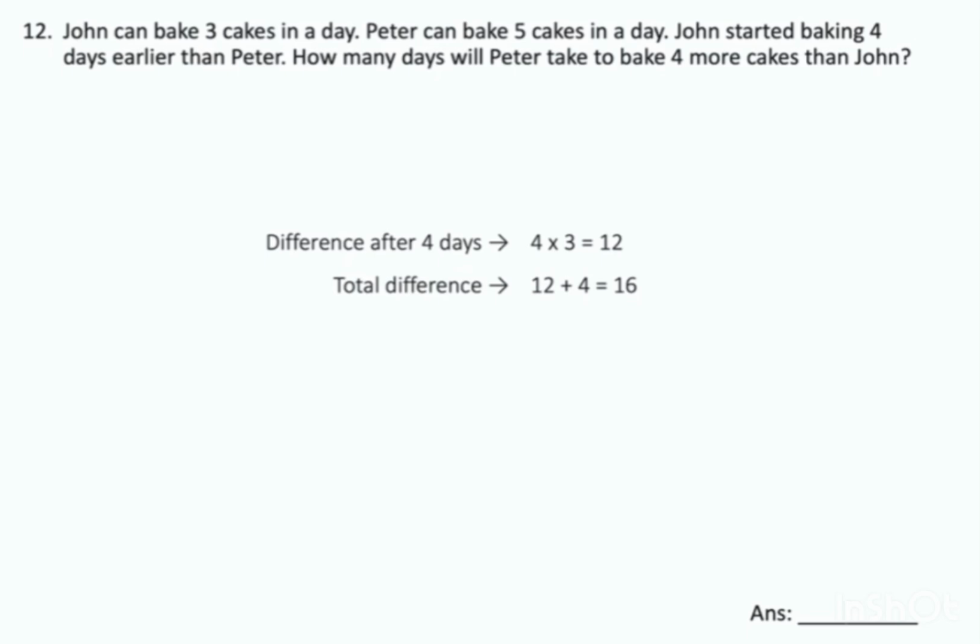Peter need? Okay? Every day, Peter can only bake how many more than John? 5 minus 3. Every day, Peter can only bake 2 more cupcakes than John. No, 2 more cakes than John. In order to bake 16 more than John, you divide. Peter will need 8 days.